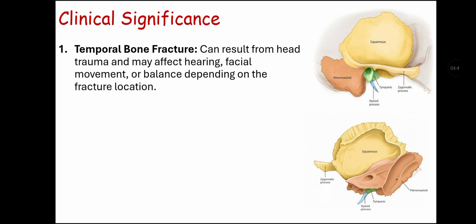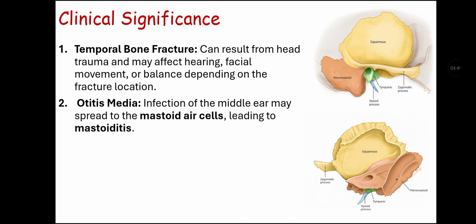Clinical significance of temporal bone. First is temporal bone fracture. It can result from head trauma and may affect hearing, facial movement, or balance depending on the fracture location. Second is otitis media, as infection of the middle ear may spread to the mastoid air cells, leading to mastoiditis.